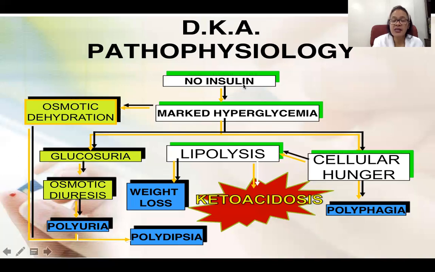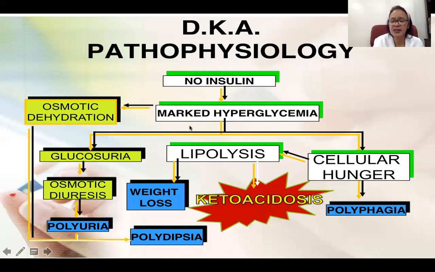So if there's no insulin here, there would be increase in glucose. So what will happen if there is increase in glucose? There would be increase in the release of acetyl coenzyme A, and then more acetyl coenzyme A going to lipolysis, and your lipolysis will lead to ketone body formation, increase in your ketogenesis, sorry. And because of the lipolysis also, it can lead to cellular hunger. That's why patients usually have excessive intake of food, they have this polyphagia, and because of the lipolysis, there would be weight loss.